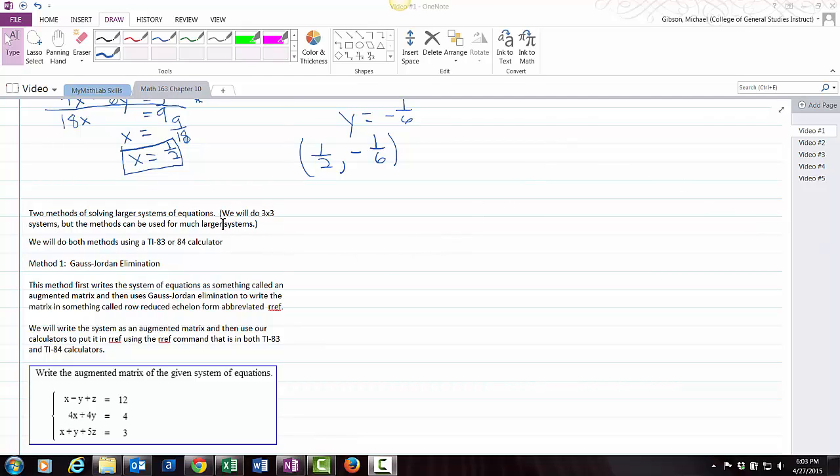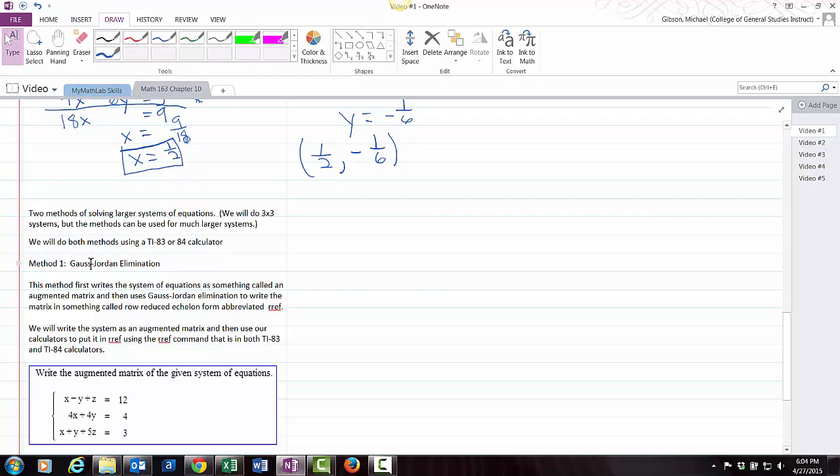okay, so for larger systems, we're going to do 3x3, but the methods we're going to use can be used for much larger than that. All right. For larger systems, we have a couple of different methods we're going to use. We're going to do both methods on a calculator. TI-83 or 84 will work. I have some stuff in here to show you how to do it exactly on one of those two. If you have a different type of graphing calculator, I'm sure they'll do it too. You just have to find from your user's manual or whatever how to do it.